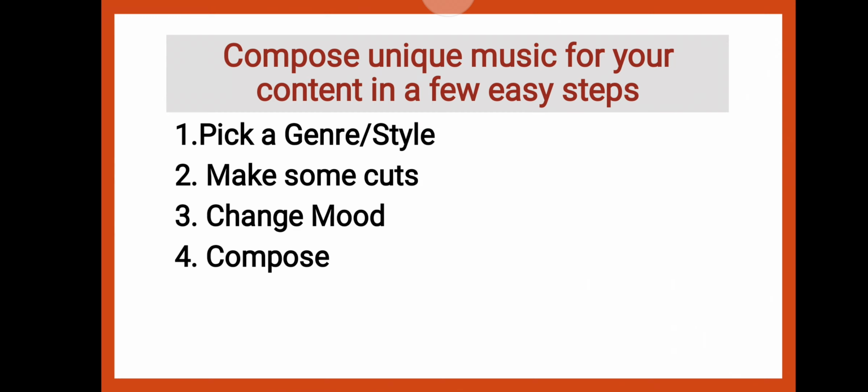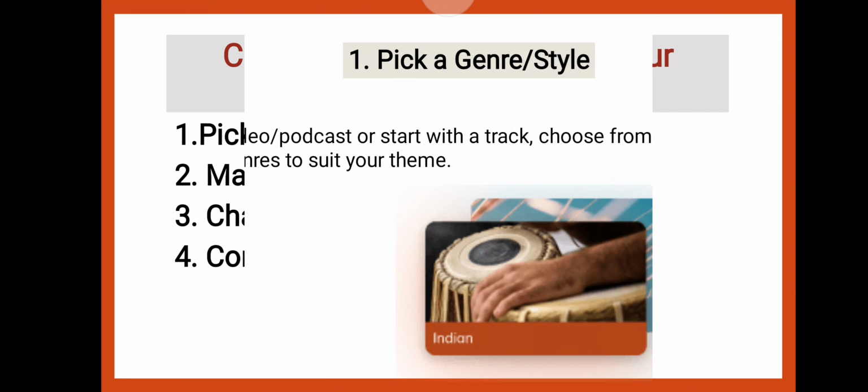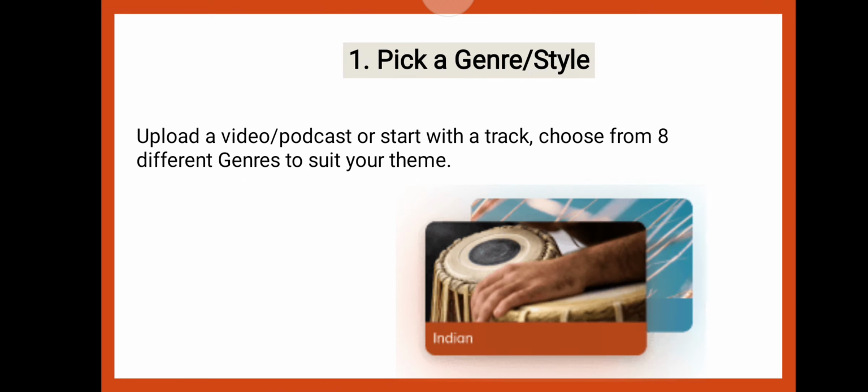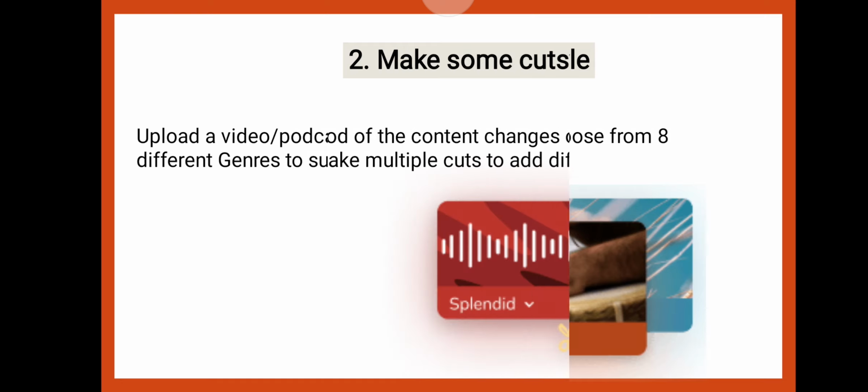First, you can pick a genre or style. You can make some cuts. You can change the mood and compose. So the first step is you can pick a style. Upload a video or podcast or start with a track. Choose from 8 different genres to suit your theme.